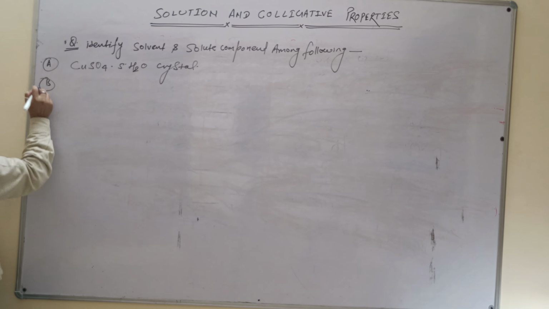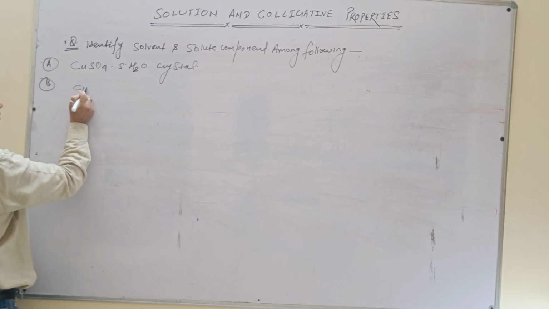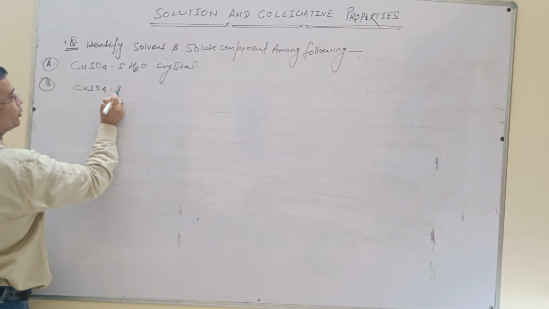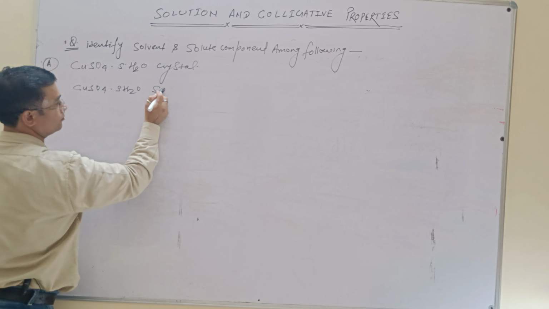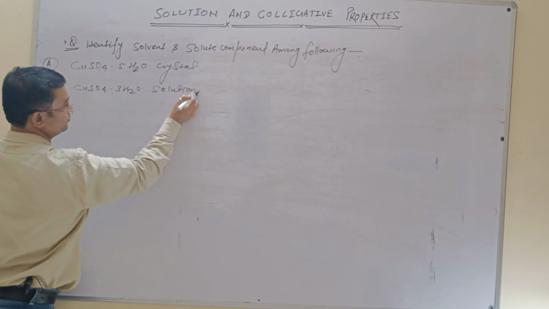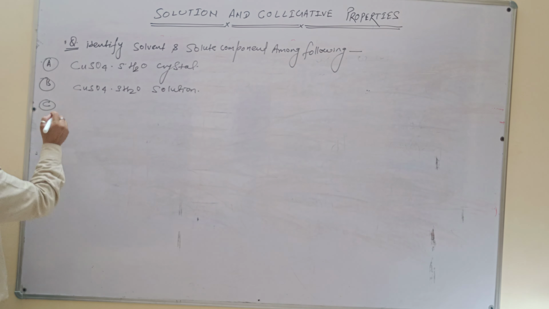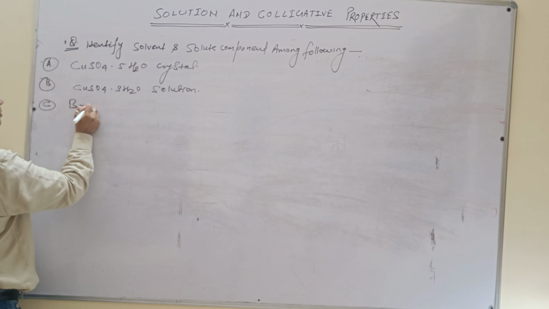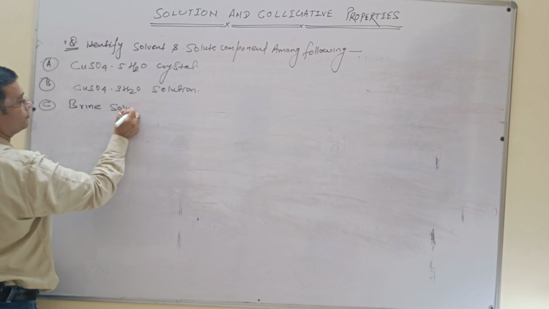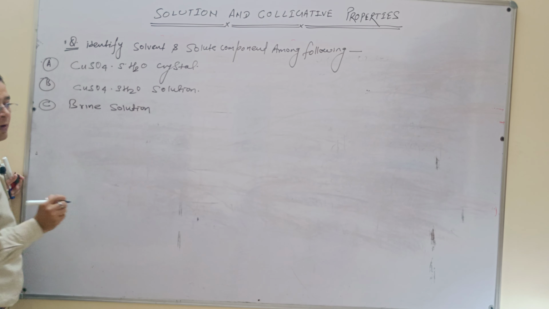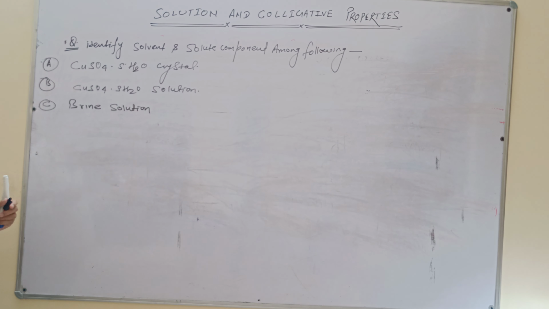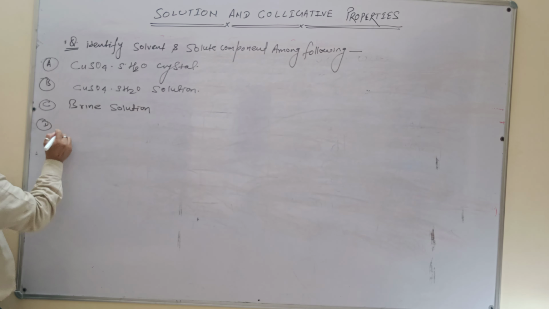The second question is given here: CuSO4·5H2O solution. The third question given here is the brine solution. What is the meaning of brine solution? NaCl solution is called the brine solution. Sodium chloride solution is called the brine solution. The fourth question is given here.